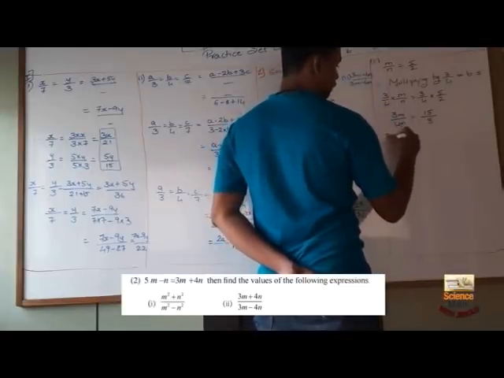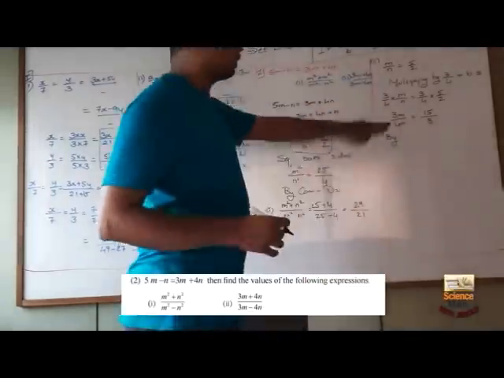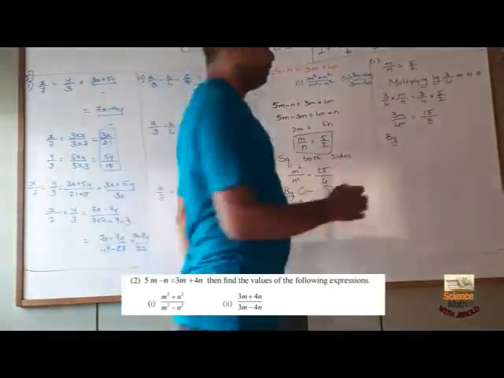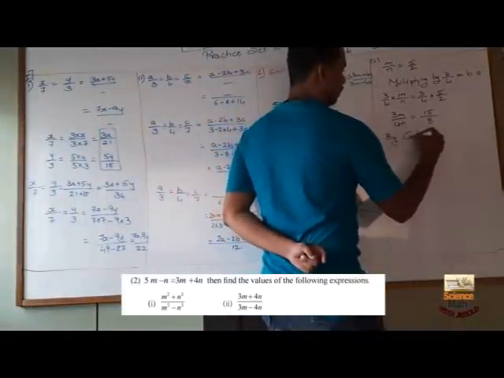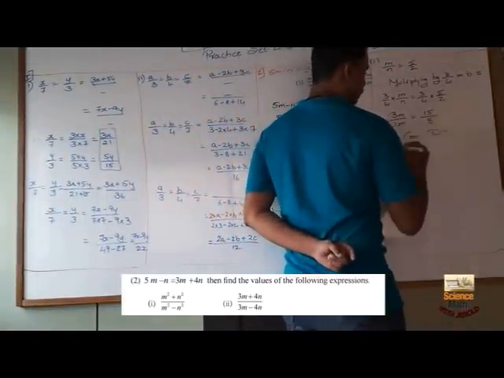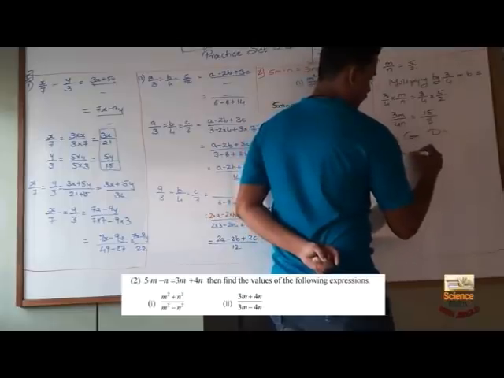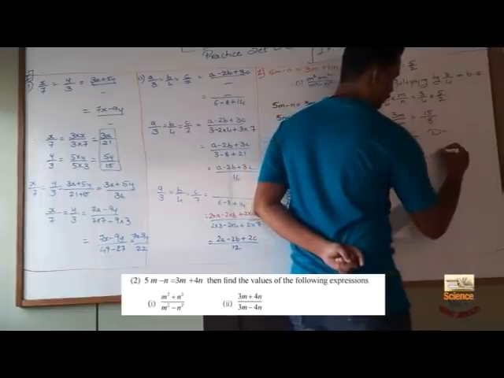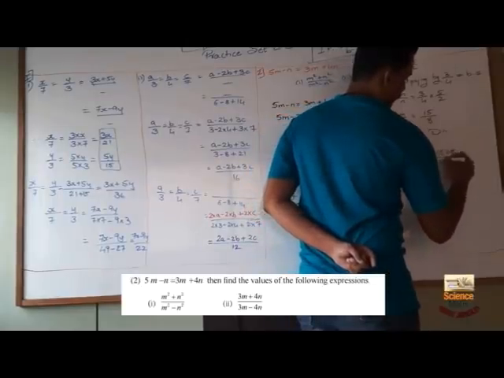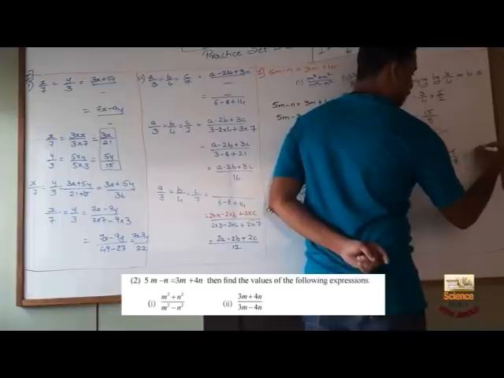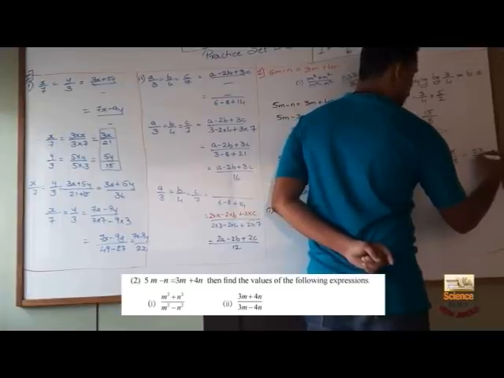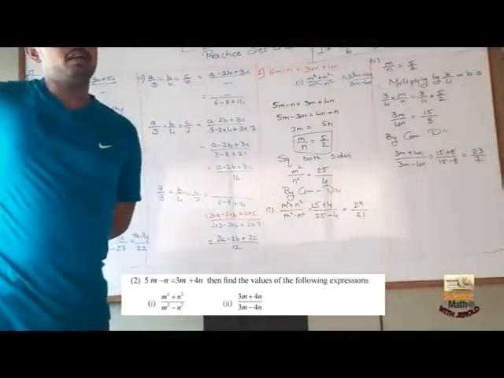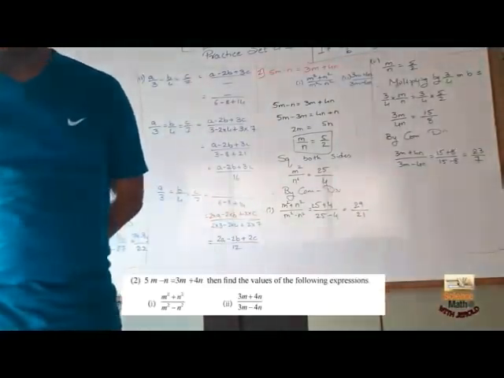Now, what will I do? You can see 3m upon 4n here, 3m plus 4n and 3m minus 4n. Therefore, by componendo dividendo, (3m + 4n)/(3m − 4n) is equal to (15 + 8)/(15 − 8), which will give me 23/7. This is the second question of practice set 4.4.